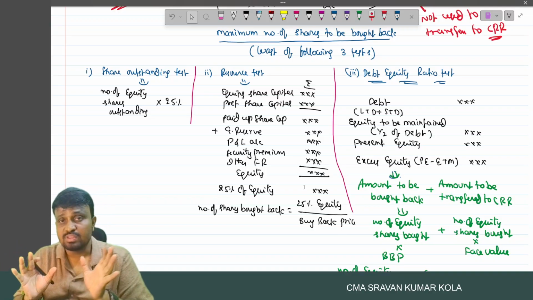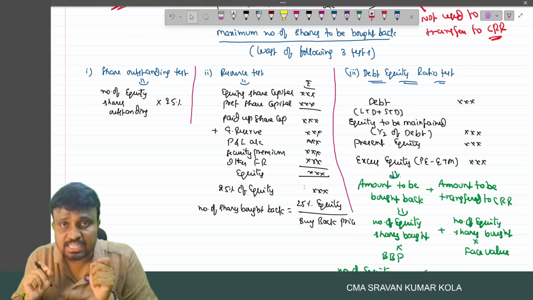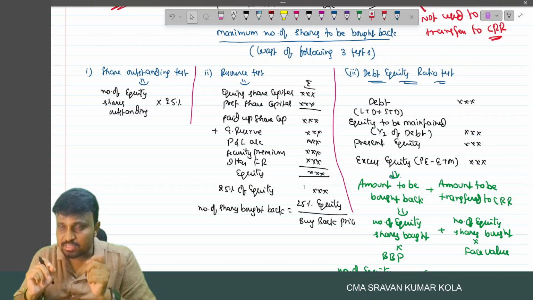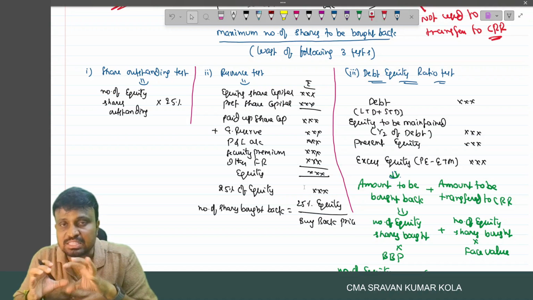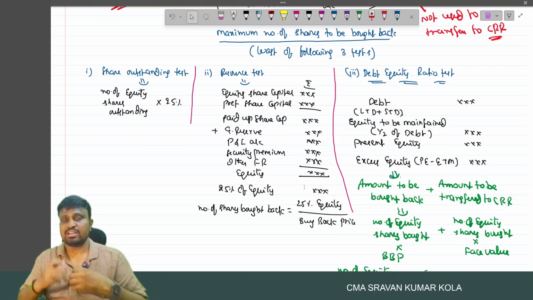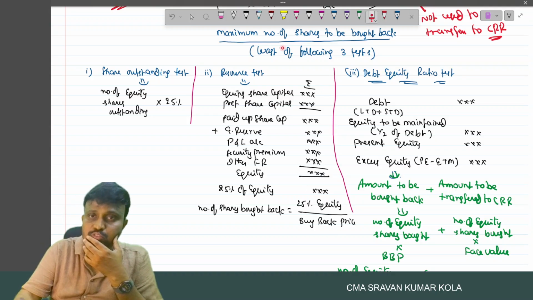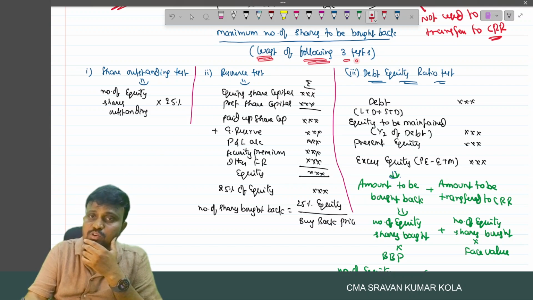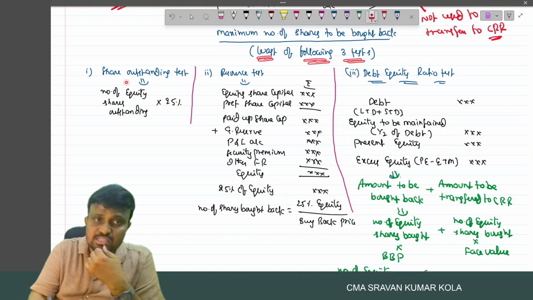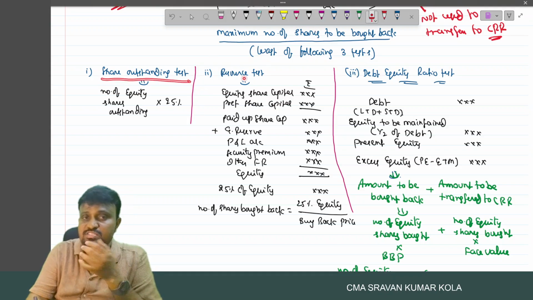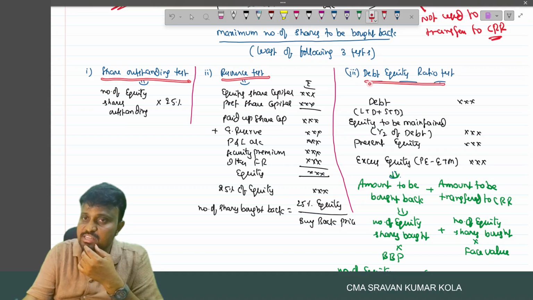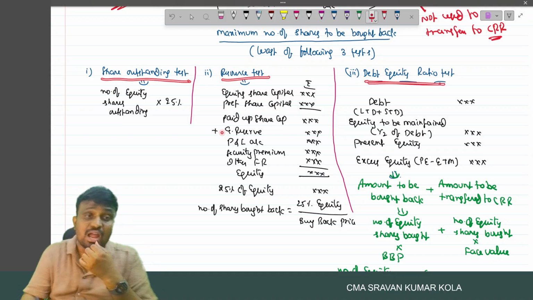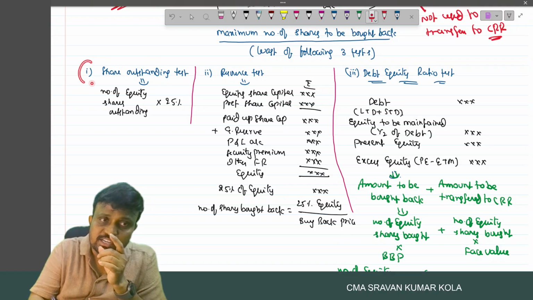The answer is no. Section 68 clearly stated. So three points have been inserted, and based on these 3 points, we have to calculate the maximum number of shares that should be bought back, and that is nothing but the least of the following 3 tests. Test 1, share outstanding test; test 2, resource test; and test 3, net equity ratio test. Test 1, share outstanding test.